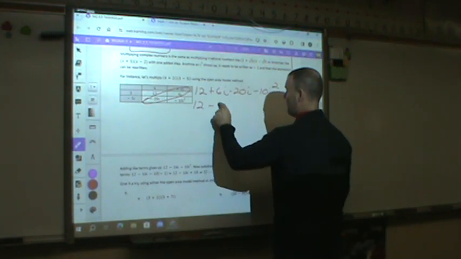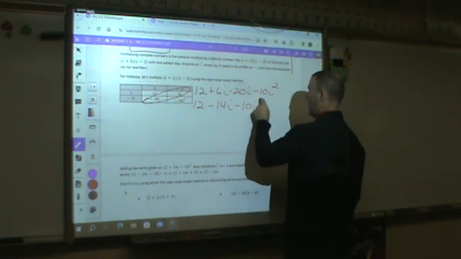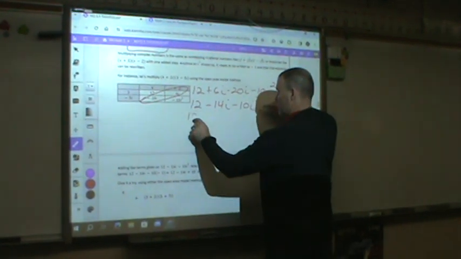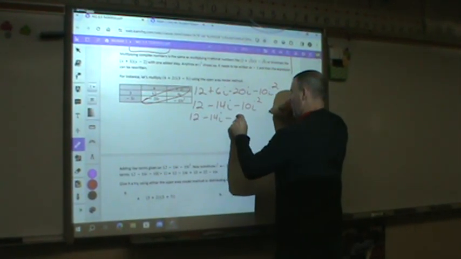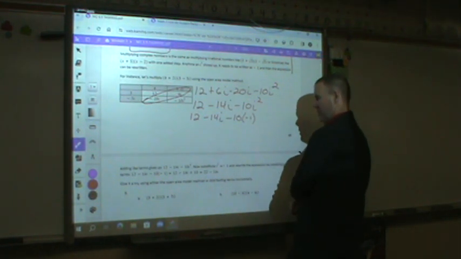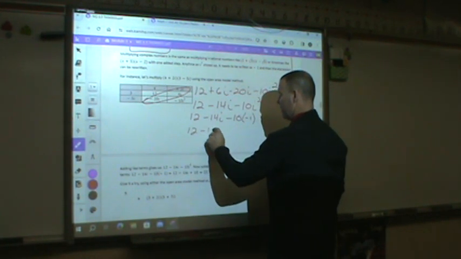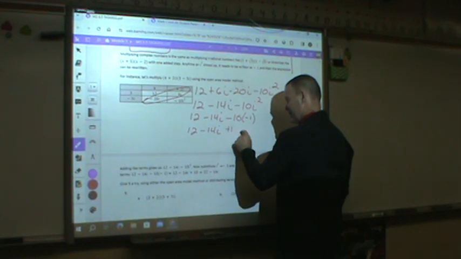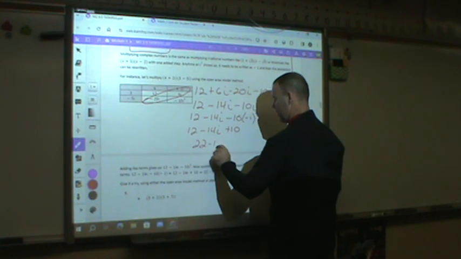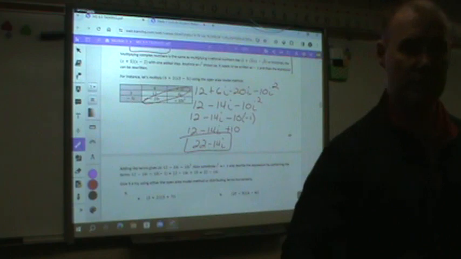Well, 12 minus 14i, right, because you combine like terms, minus 10i squared. From before, i squared is negative 1. So 12 minus 14i minus 10 times negative 1. And this is where the imaginary part disappears. At least part of it does. So I get 12 minus 14i plus 10. Turned real, combined your real parts, 22 minus 14i. There. Ask questions as you need to. I know that's a lot.